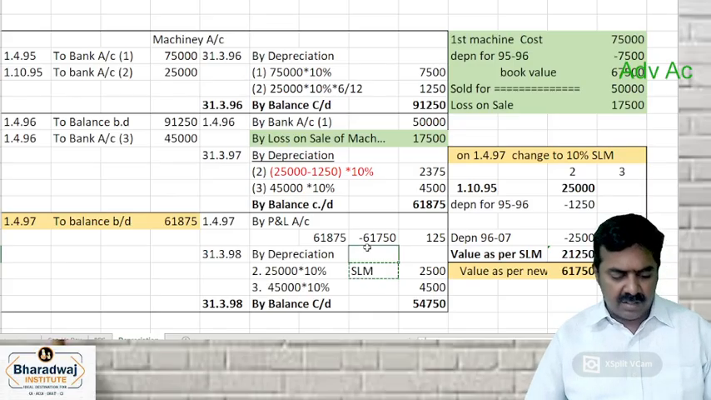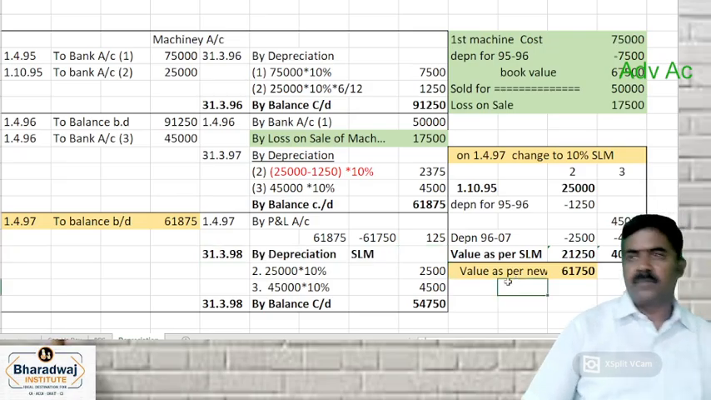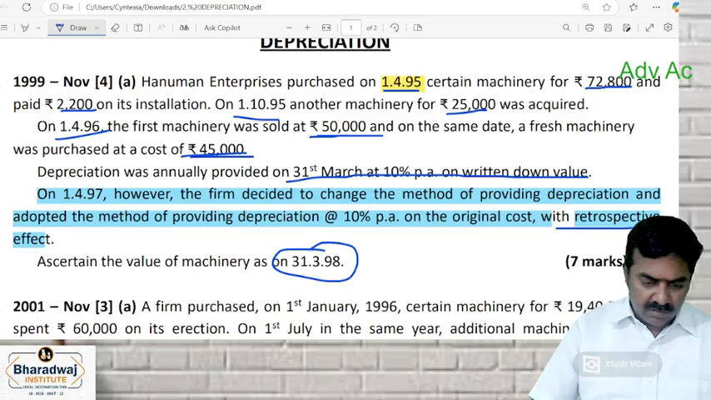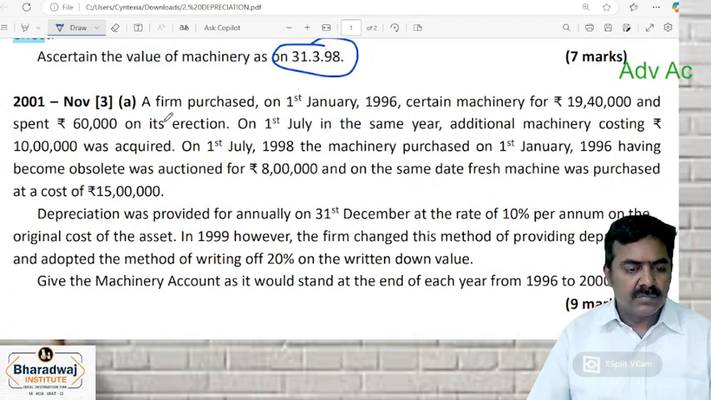Then at the end of the year, we charge depreciation as per which method? New method, SLM method. Take up this. Wait. Okay.